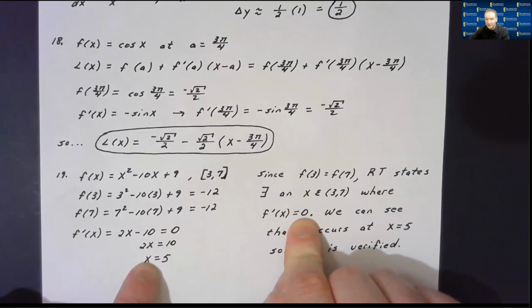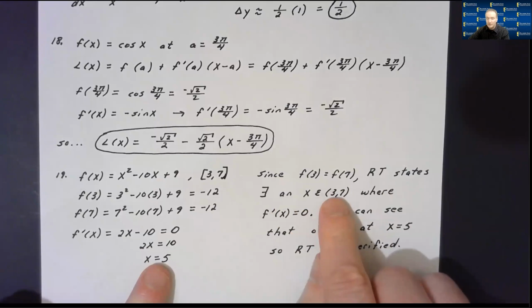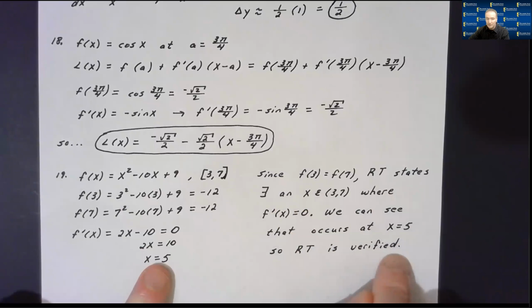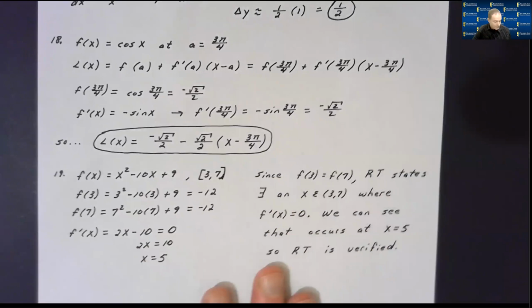Well, we have verified it. So that's what I put here. We can see that this occurs at x equals 5. 5 is between 3 and 7. So Rolle's theorem is verified. Pretty nice verification. Shouldn't be any harder than that on your actual test.